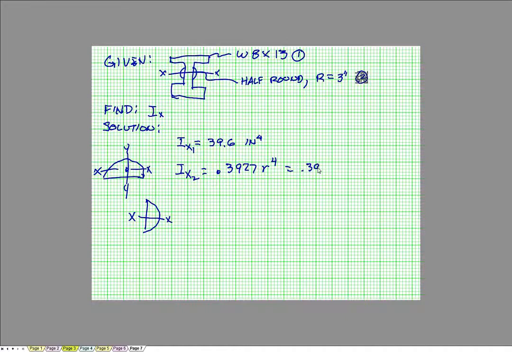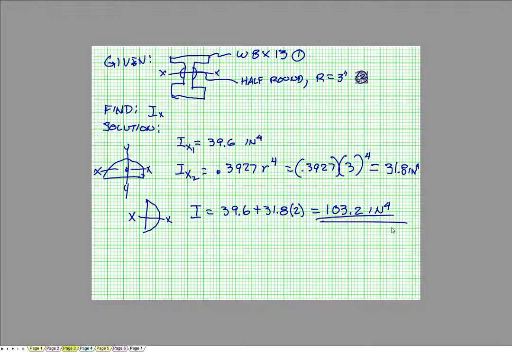So 0.3927 times the radius, which is 3 to the power of 4, equals 31.8 inches to the fourth. Summing this up, equals 39.6 plus 31.8. And there's actually two of those, right? There's one on each side, so we could write 31.8 again, or we could multiply those by 2. And we get 103.2 inches to the fourth. Moment of inertia for the entire part.